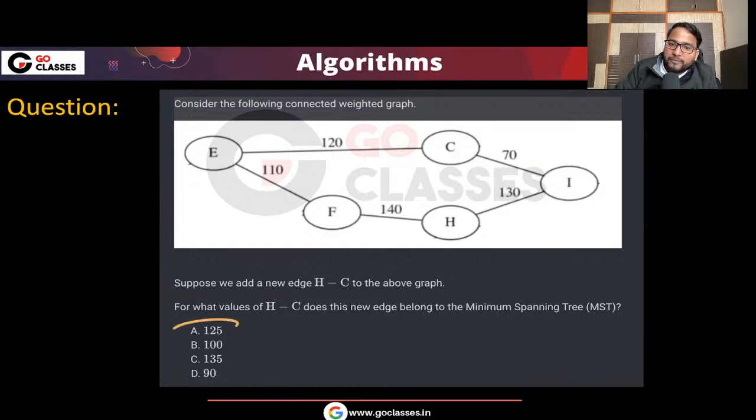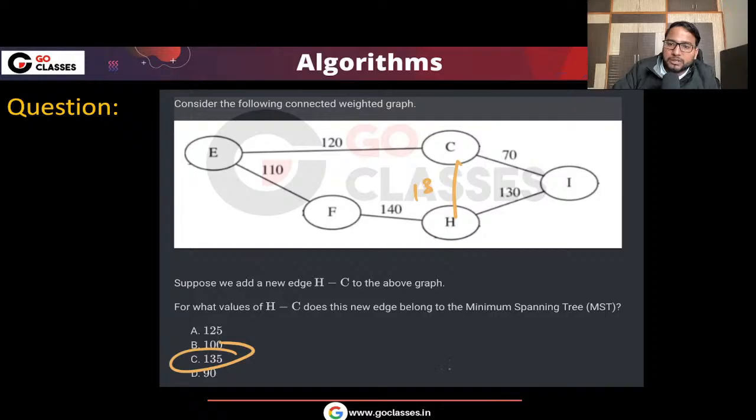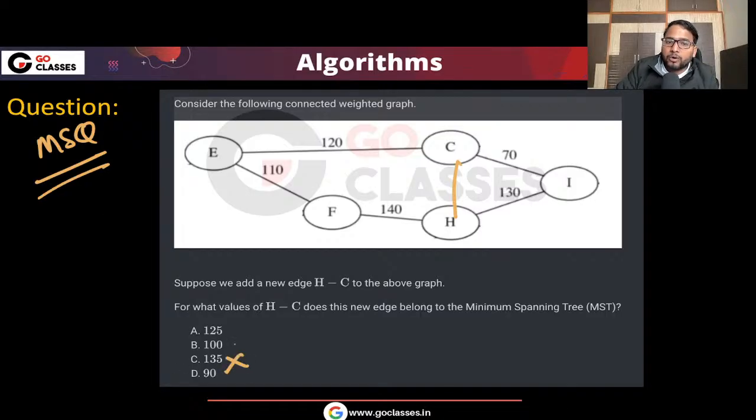If you have 125 here, 135 is definitely wrong, because otherwise it will be the highest edge weight in this particular cycle. So that's why, let's assume that this is an MSQ question. So 135 is definitely wrong. What about 125? What about 100? What about 90? Just let me know.